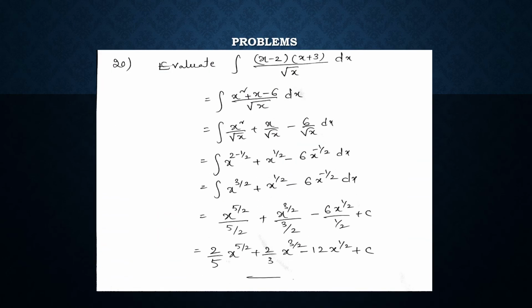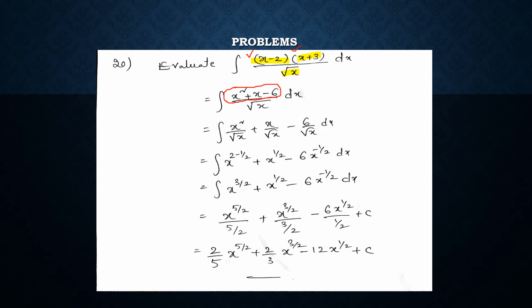Next problem, evaluate integral (x minus 2) into (x plus 3) by root x dx. In the integrand, the numerator has two factors. So at first we have to multiply those two factors. Then we will get x square minus 2x plus 3x minus 6, which is equal to x square plus x minus 6 divided by root x dx.